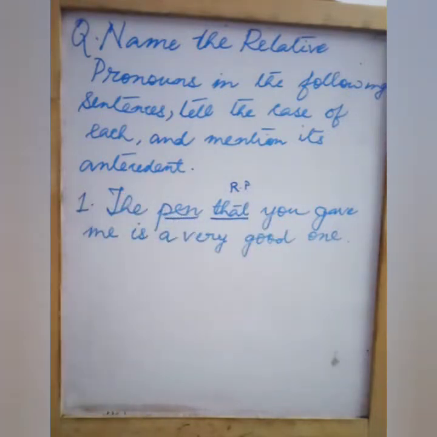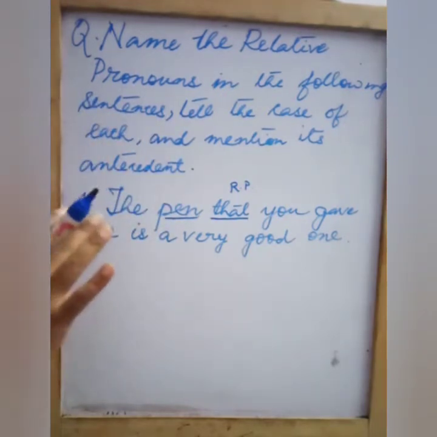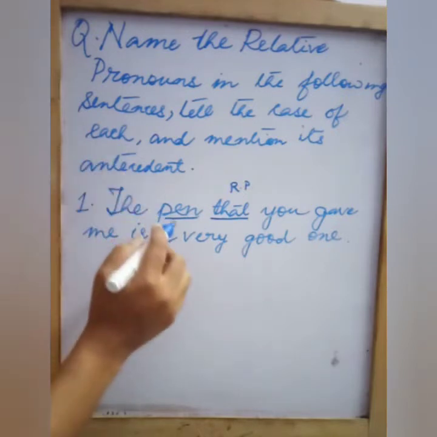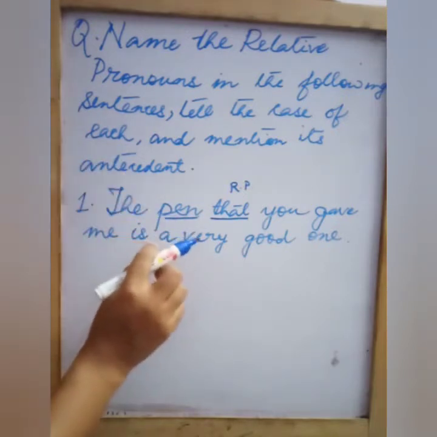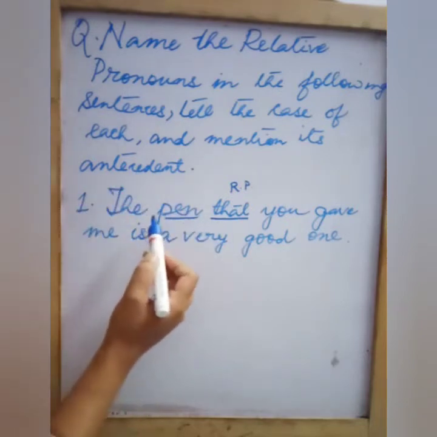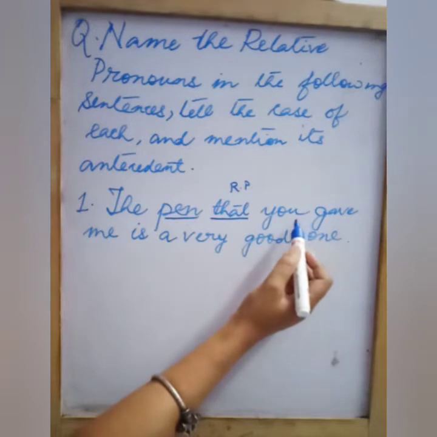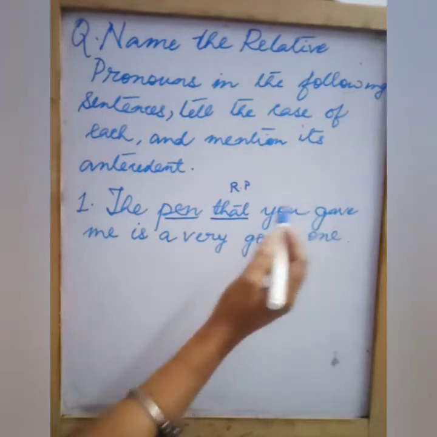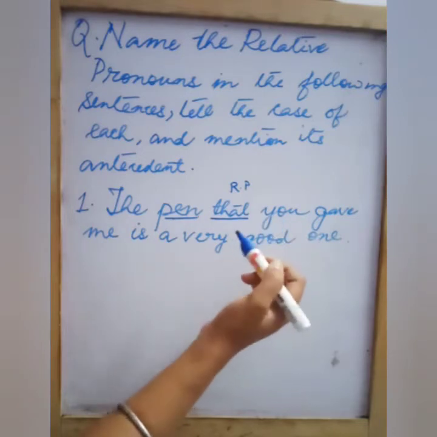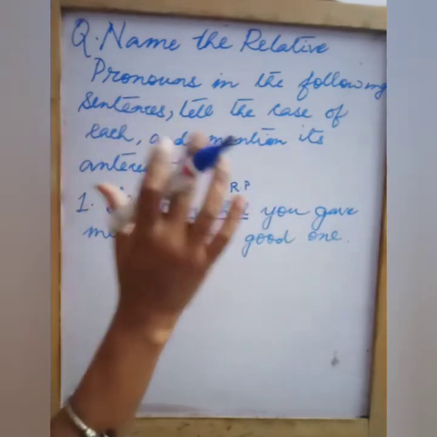Now we have to find the case. To find the case, there are say 2-3 ways in which you can determine it. One is, in the sentence you first try to find out which is the subject and which is the object. Fine. So here, which is the subject? You. The pen that you gave me is a very good one, isn't it? You. And which is the object? What has been given?